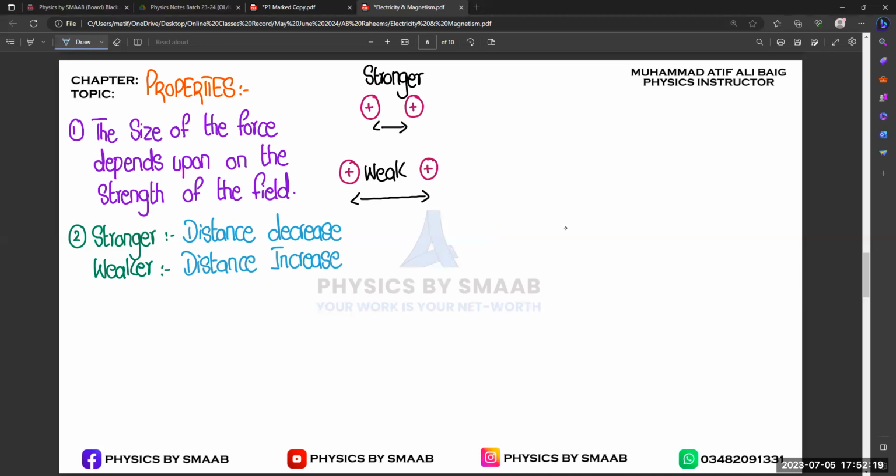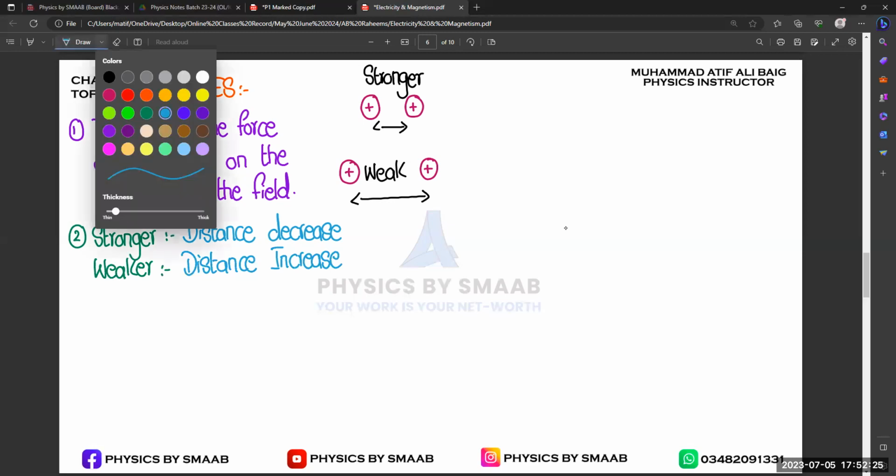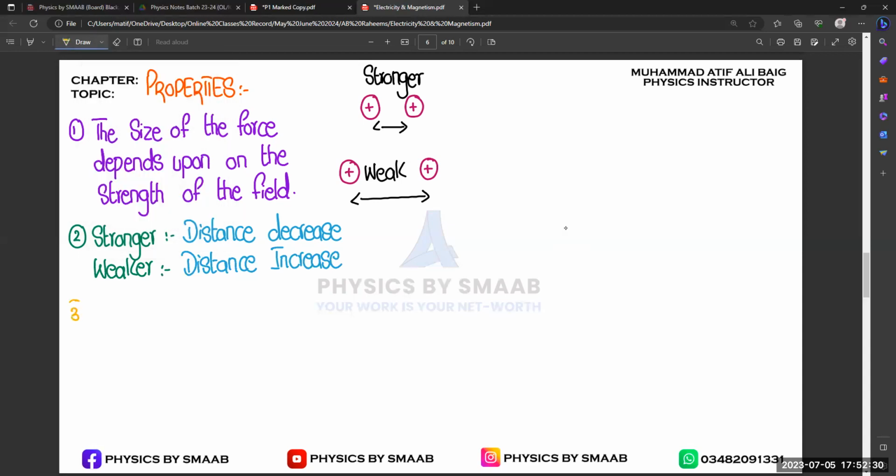Okay, now if we talk about the lines, again the same concept, field lines will never intersect each other. And the same concept, when field lines are close to each other, it means there will be a stronger field, and when field lines are away from each other, that means a weaker field, right?